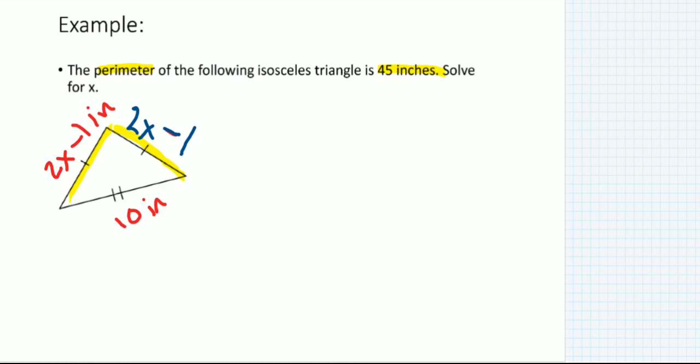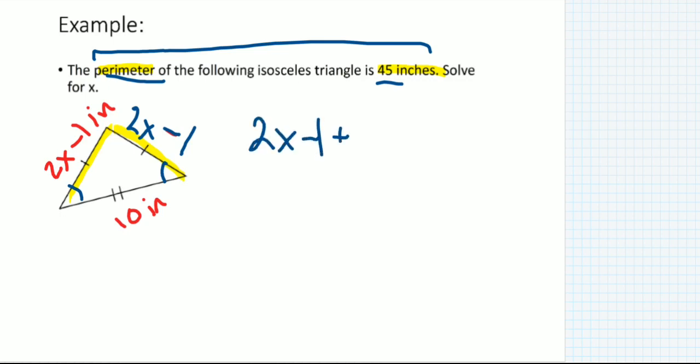And then we know nothing about the angles, except probably this is equal to this one, but that doesn't really tell us anything, right? It could be pretty much any number it wants to be as of right now. And so then we have to use what the directions gave us. Perimeter is when you add all the sides together, and then we know it's equal to 45. So let's do that. So 2x minus 1 plus 2x minus 1 plus 10 is equal to 45.